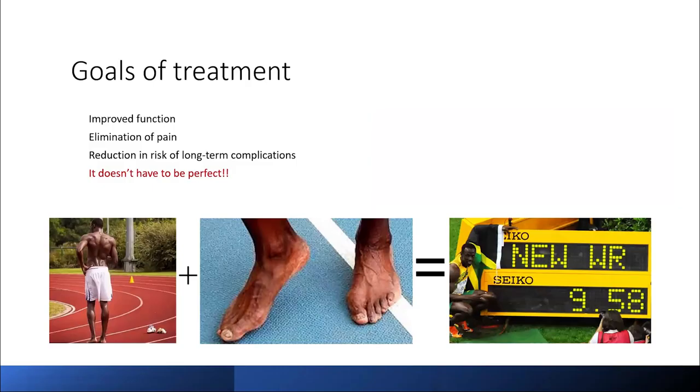So, what is achievable? Essentially, the goals or principles guiding treatment are really not different from the goals of treatment in general. You'd still aim for an improved function of the patient and the limb. You still aim to eliminate pain and reduce the risk of developing long-term complications. But I think it's important to add that one of the considerations should be the realization that it doesn't have to be perfect.